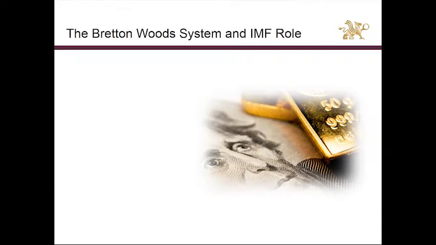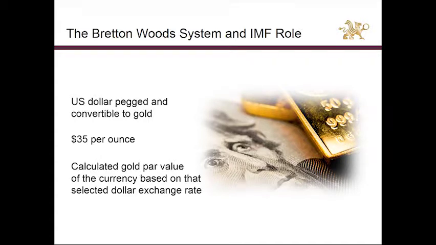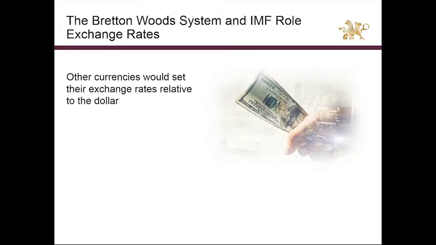Under the agreement, all countries were to fix the value of their currency in terms of gold, but were not required to exchange their currencies for gold. Only the dollar remained convertible into gold, at a price of $35 per ounce. Each country decided what it wanted its exchange rate to be vis-a-vis the dollar, and then calculated the gold par value of the currency based on the selected dollar exchange rate. Other currencies would set their exchange rates relative to the dollar.